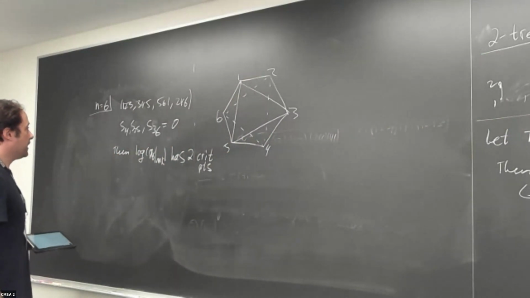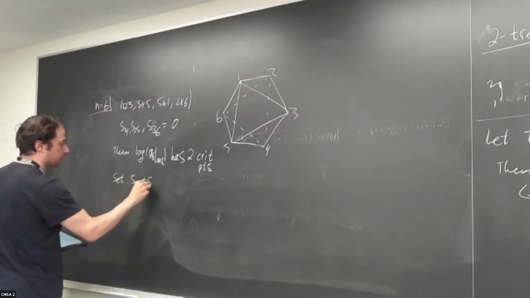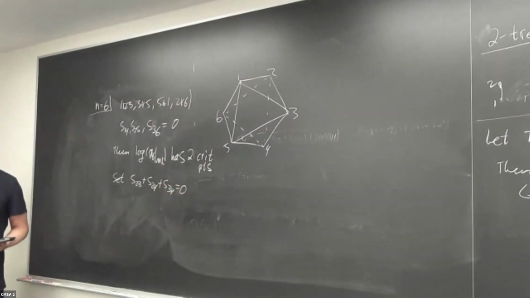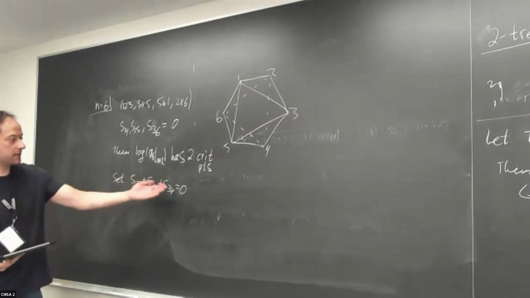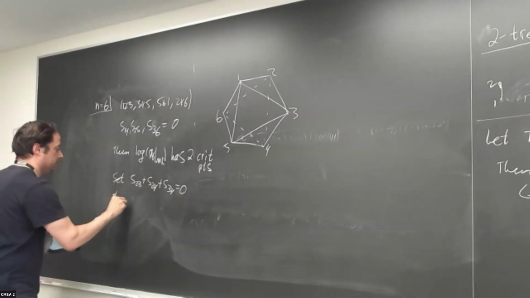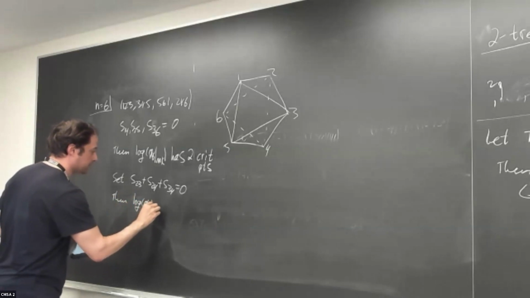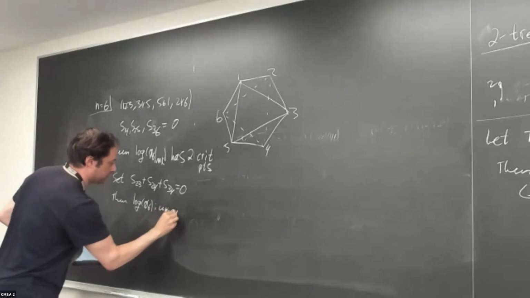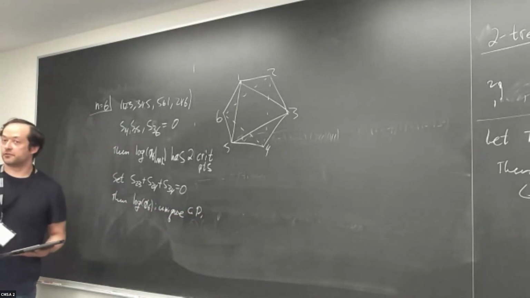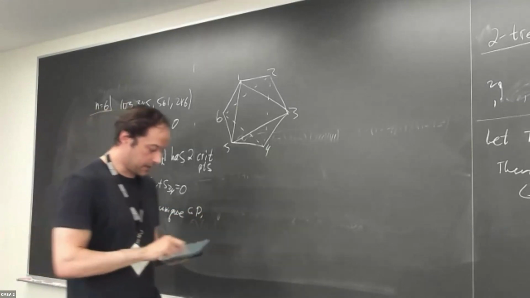What was interesting is what can happen if you additionally set S23 plus S24 plus S34 equals 0. If you set this new linear combination of S's to 0, then log phi 6 has a unique critical point, and the amplitude there is a product of three 4-point amplitudes. But you can't access it by a two-tree.